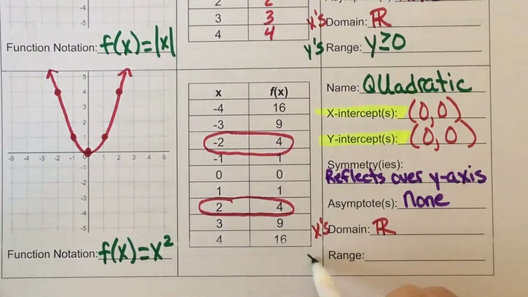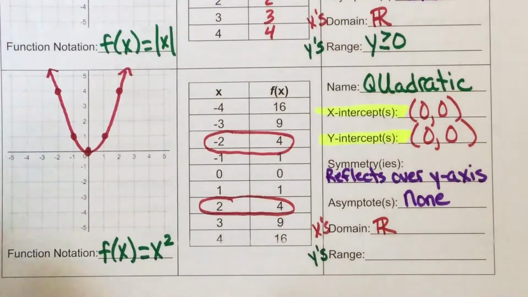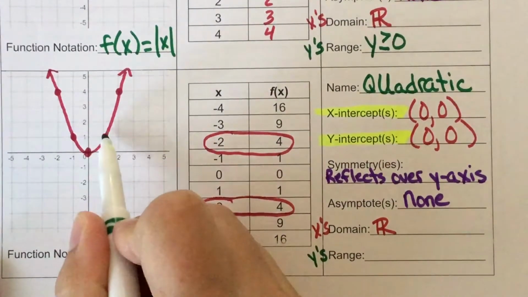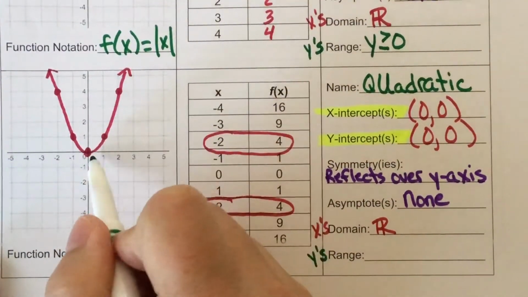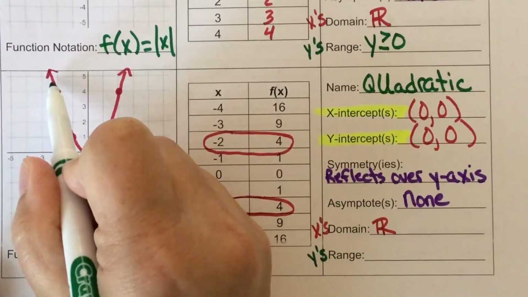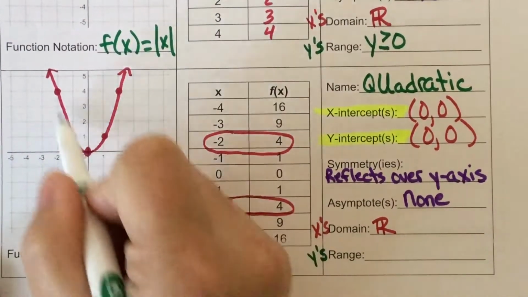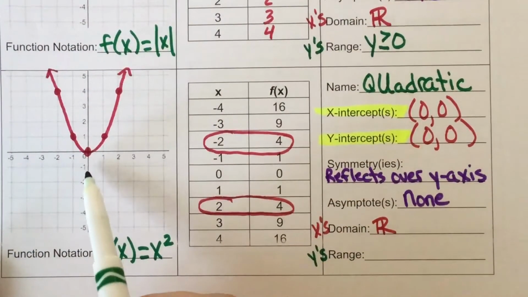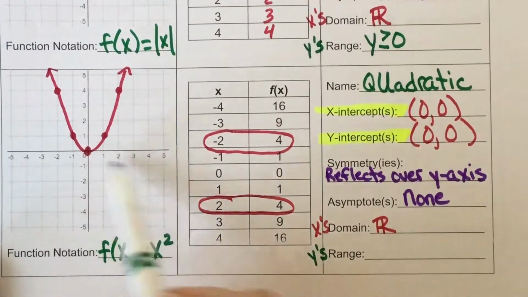Now range, these are y's. Let's look up and down. So when I go this way, I'm going up and the arrow is forever up. When I go this way, I'm going up and the arrow is forever up. So the graph goes forever up. The problem is it doesn't go forever down. There's none of the graph down here.